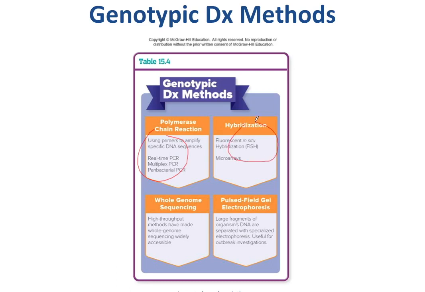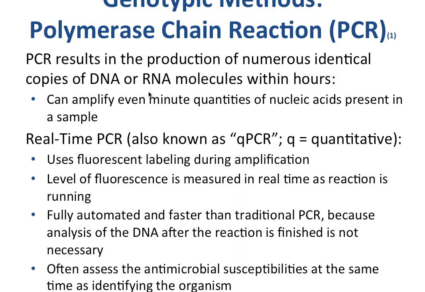Second is hybridization, genome sequencing, and gel electrophoresis. PCR means the polymerase chain reaction. This technique was invented in the 1980s. It is used to detect DNA and RNA. Now we have several different types of PCR.